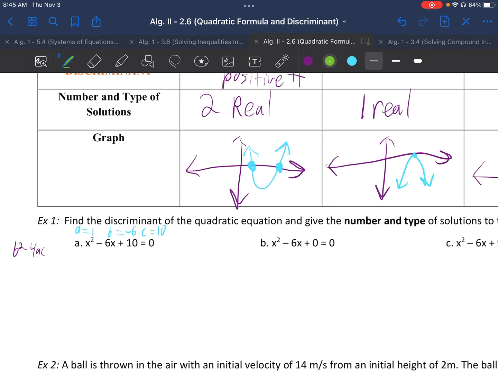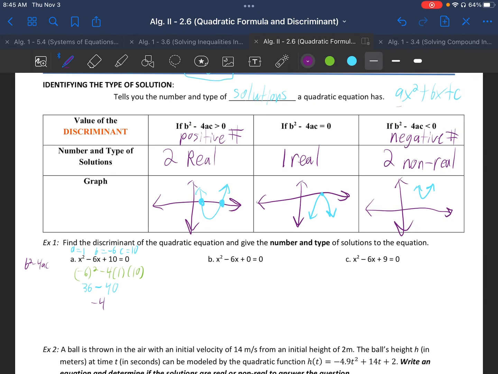And reminder, we are doing b squared minus 4ac. So b squared, that's negative 6 squared, minus 4 times 1 times 10, 4ac. Okay, so negative 6 squared is a positive 36 minus 40, because negative 4 times 1 times 10 ends up being negative 4. So according to our table, that is less than 0, aka a negative number, so we have two non-real solutions, meaning it to be a graph that never crosses the x-axis.